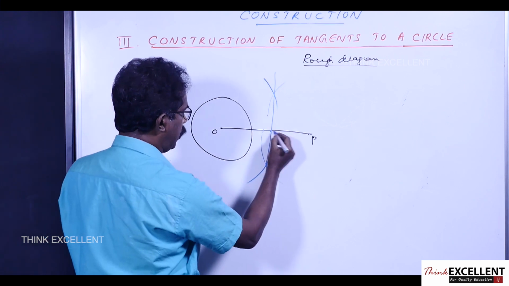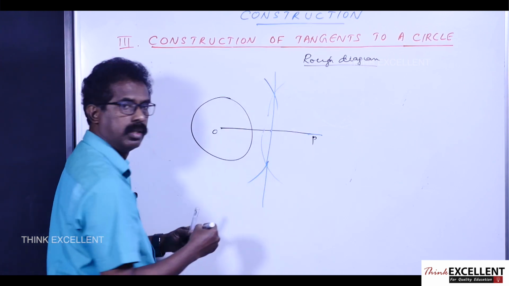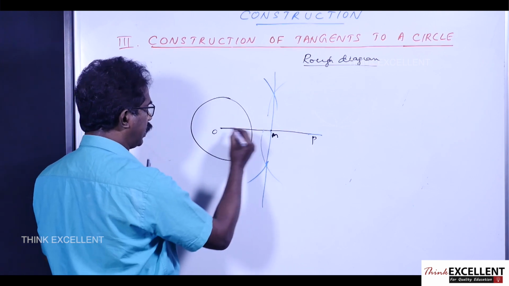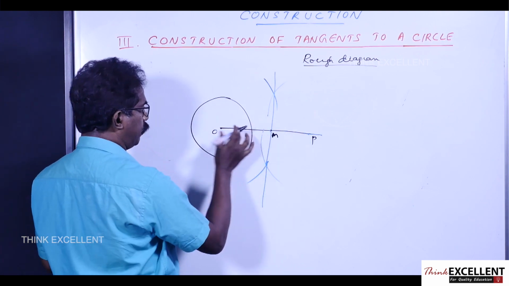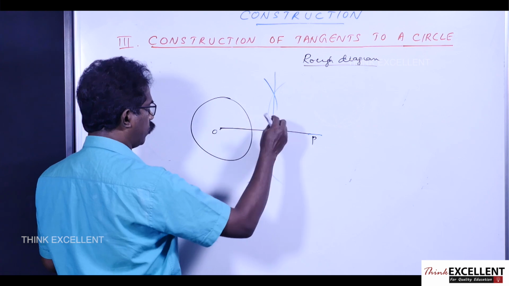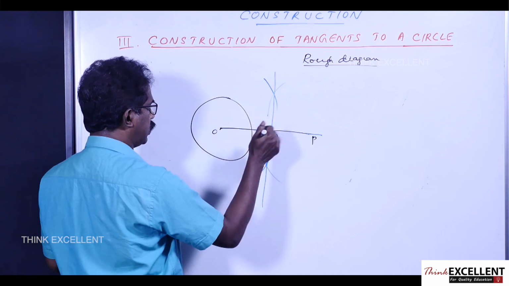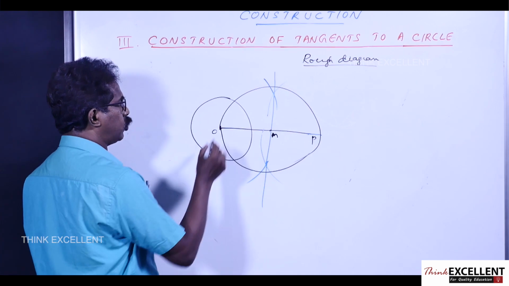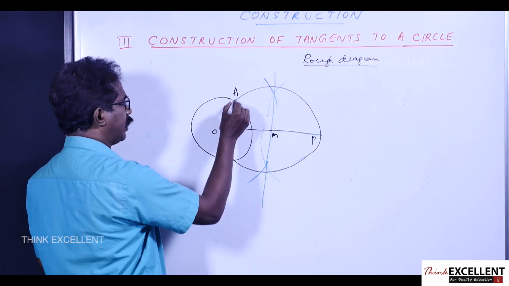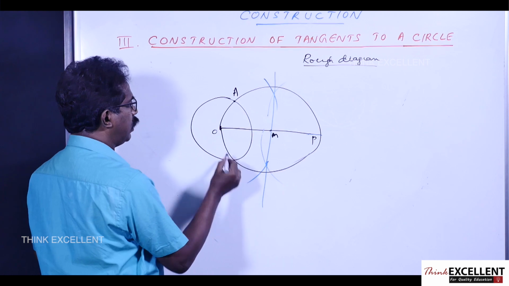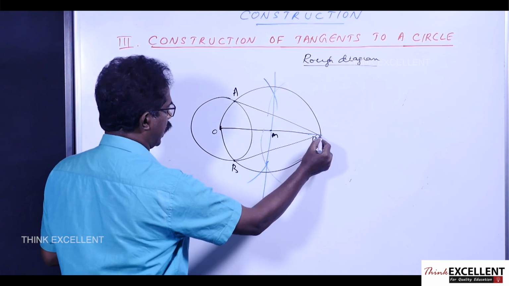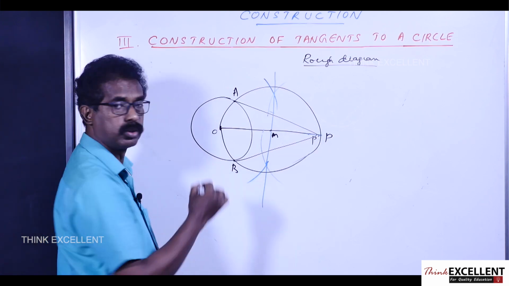So actually this is the midpoint, right? This is the midpoint you are getting. Now with that point as center, and this radius, both the distance will be same. Keep this as center and this as radius, you draw a circle. Both the circles are meeting at 2 points, right? Take one point as A, another point as B, join these two. These are the two tangents, okay? PA and PB are two tangents.